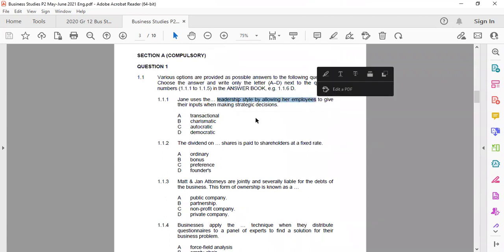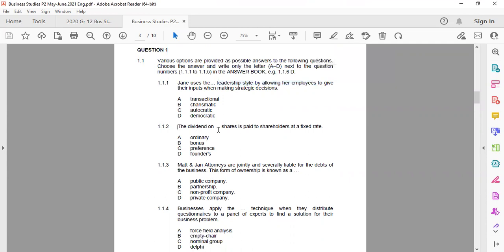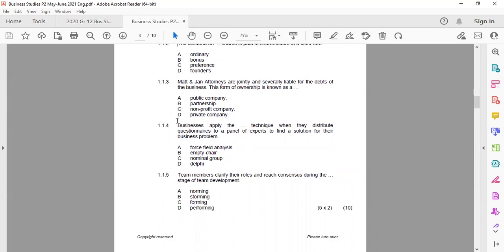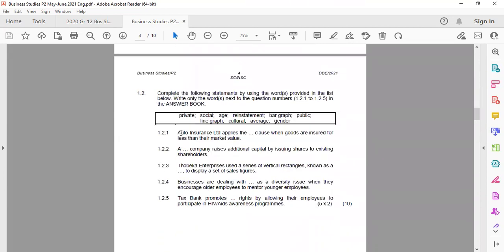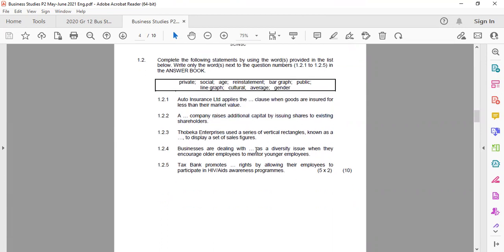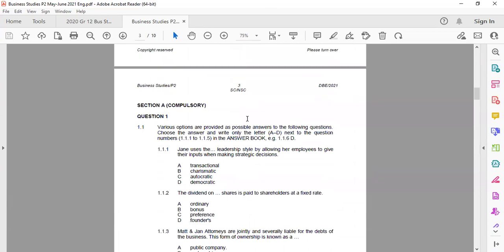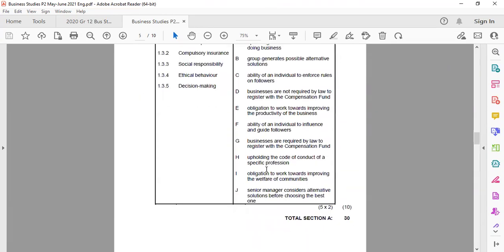Leadership style. So that's not insurance, so that's fine. The dividend on shares, that's investments. No, this is forms of ownership. Okay, that's not it. Then auto insurance applies the what clause? I say the average clause. So that information there, you can get some exposure to how to do a question paper. Here's a shareholders thing again, so that's investments. Anywhere else there is insurance? No. So there's only one insurance question in the whole of section 8. Just be sure to be cognizant of that.